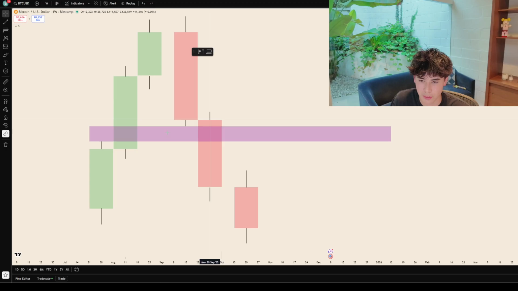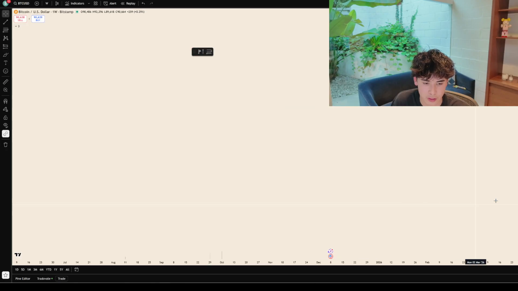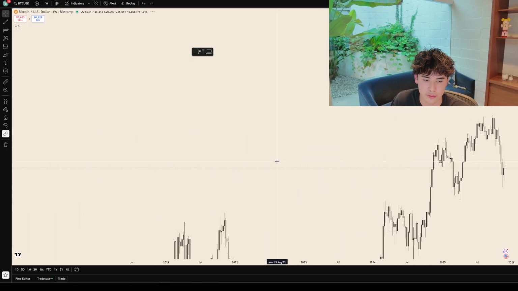Hopefully you understand how we can mark this out. They're pretty much just two overlapping fair value gaps, one going in one direction, the other going in the other direction. Let me remove these drawings here and we will get into some examples.